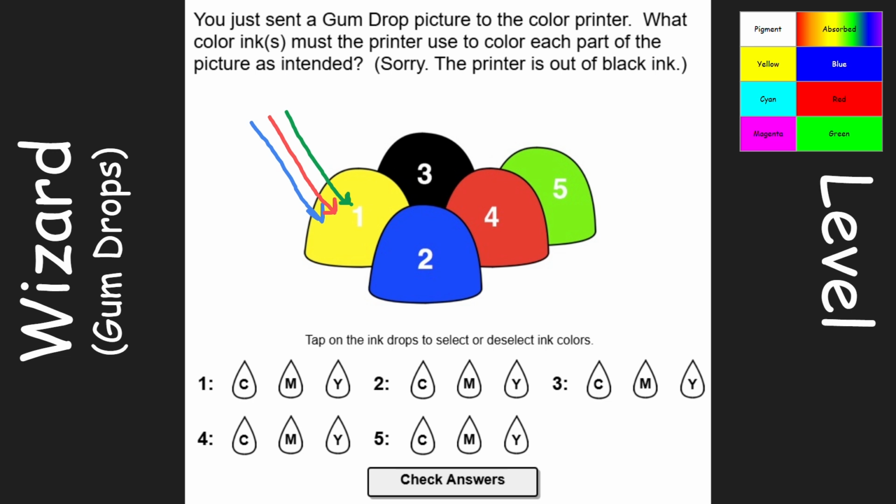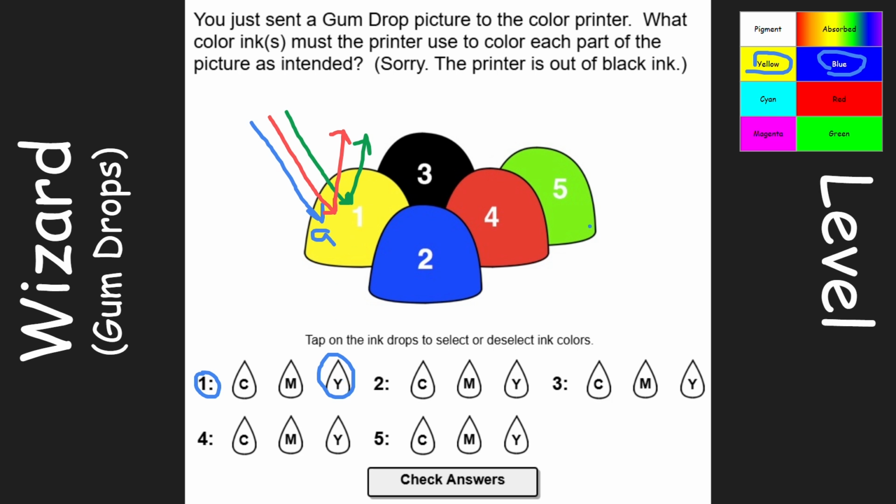If we want yellow, that means we want the green and the red to reflect because that's what we want to get to our eye in order to get yellow. That means we're going to have to absorb the blue. Well, what absorbs blue is yellow pigment. So for number 1 here, which is our yellow gumdrop, we would want to use yellow pigment, which kind of makes sense. If we only use yellow, then we're going to see yellow.